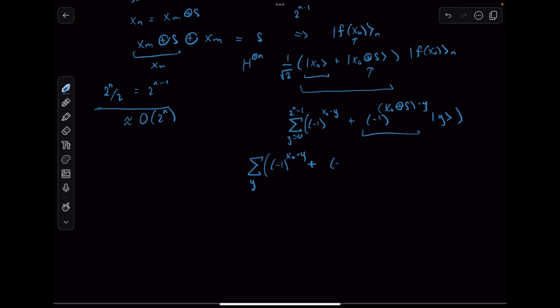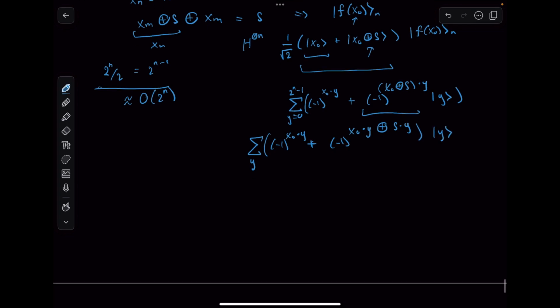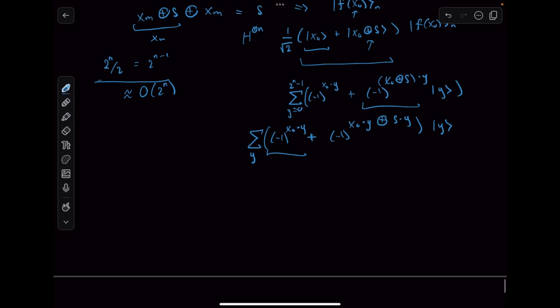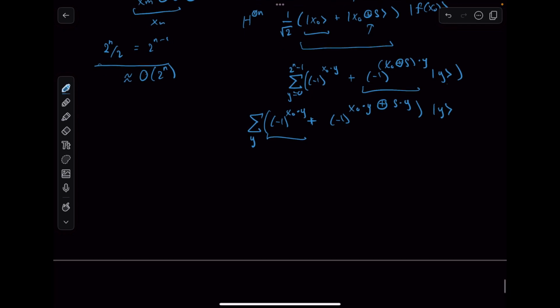So rewriting this, we have x0 inner product with y XORed with s inner product with y. And now we can actually just pull out this (-1) to the power of this inner product between x0 and y. And our result is this superposition where we have 1 plus (-1)^(s · y).